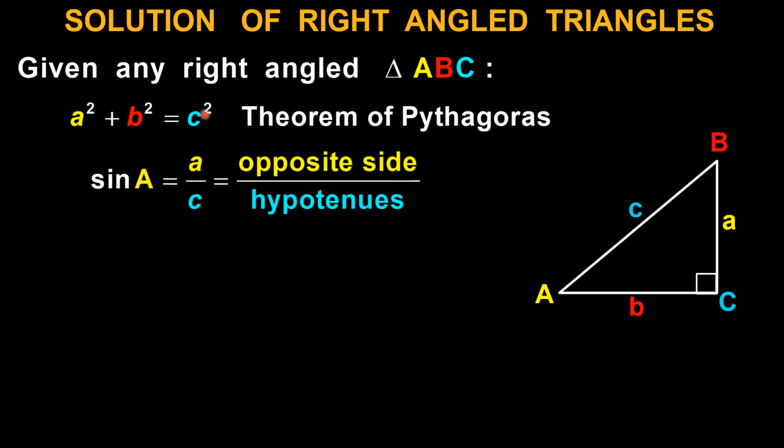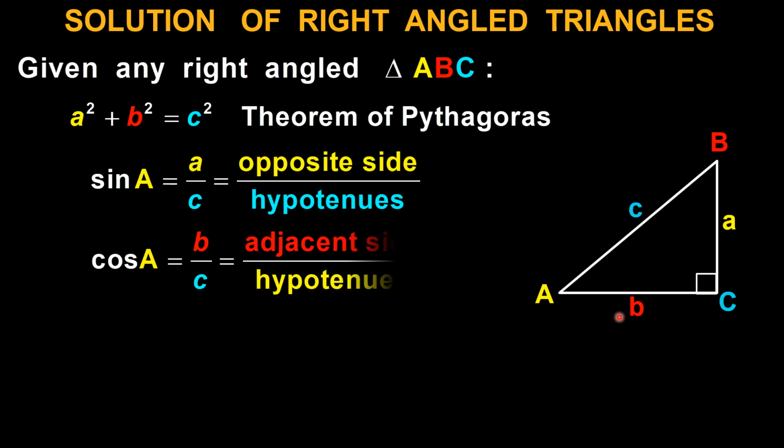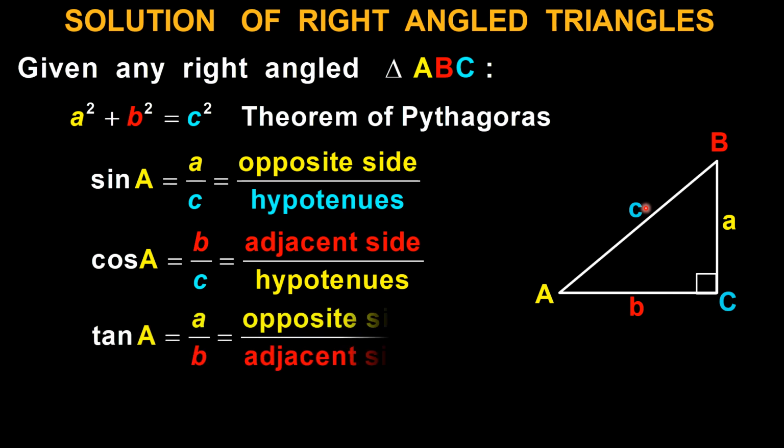But what if we have an angle and a side? Then there are trigonometrical ratios that can be applied. First of all, sine of A is a over c, or the opposite over the hypotenuse, right? Or I can take cosine of A, that is the relationship between the b, the adjacent, and the hypotenuse. Or if I take tangent of A, that is the relationship between the opposite and the adjacent. So those are the trigonometrical ratios we can use for solving right angle triangles.